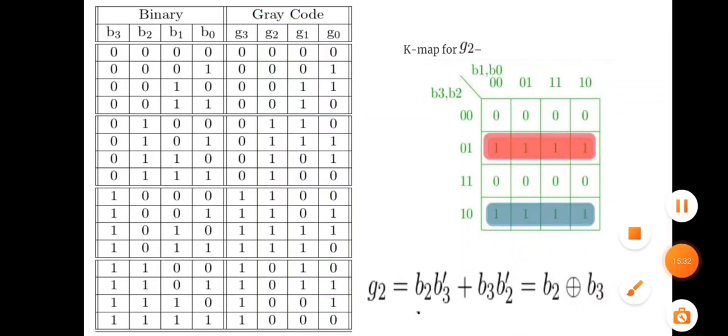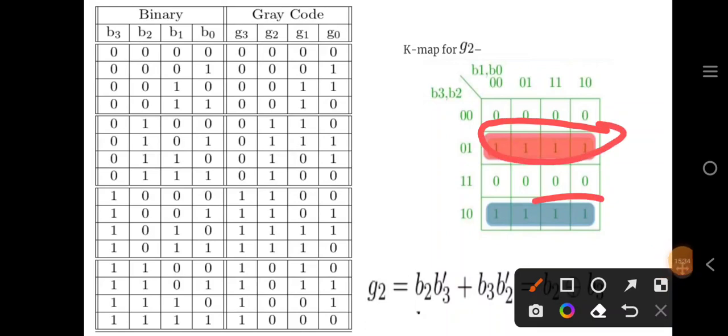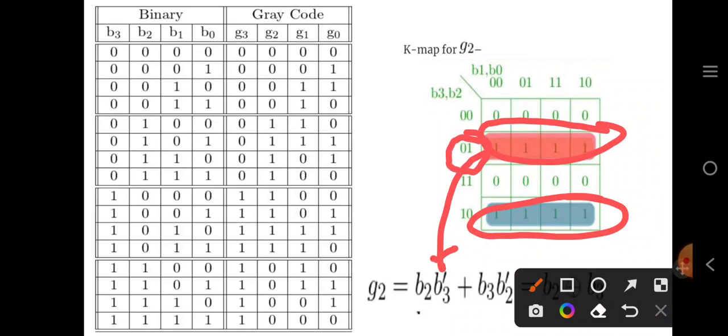Now the next step is to make the groups. This is the first group, this is the second group. Now we have to write the equation for this. So consider this first group, which is represented by B2 B3 bar. Why B2 B3 bar? Because we have to write the equation for this only. So B3 is represented by 0, so it will have a bar over the B3. So B3 bar B2, and this second group is represented as B3 B2 bar.